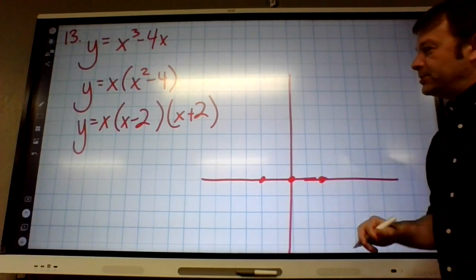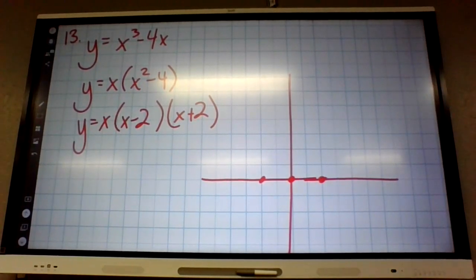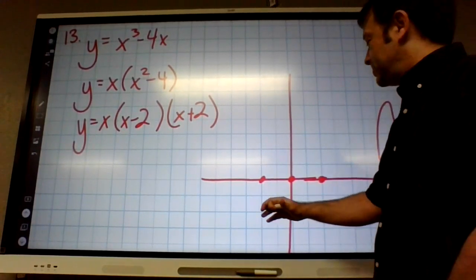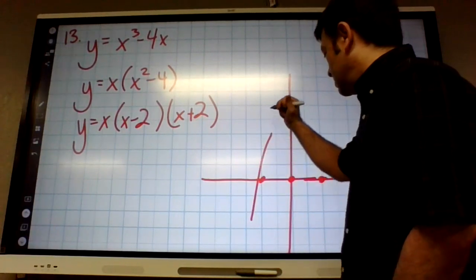Okay, so it's 0, 2, and negative 2, and what shape should it make? The normal one. Yeah. You can't just scratch on your desk, that doesn't count.